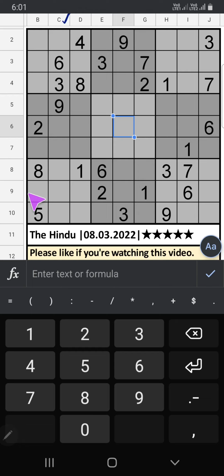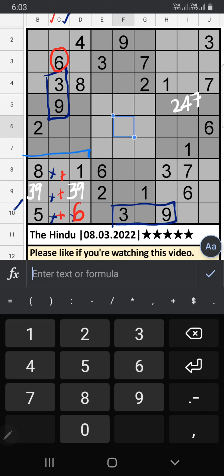Column C and 10th row, we have pair numbers 3 and 9. So 3 and 9 can't come in these cells. It will come in any one of the cells. We will confirm later. Column C, we have 6. So 6 can't come in these cells. The 6 is confirmed here.